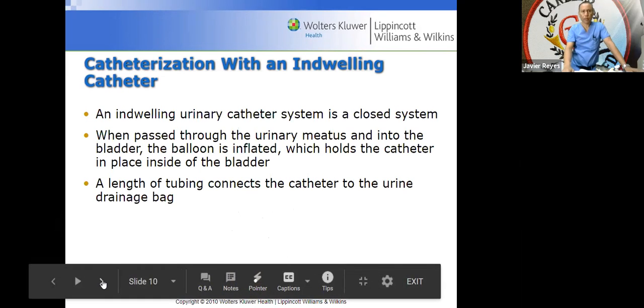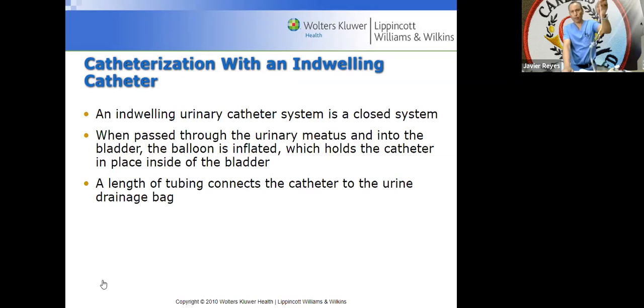So the indwelling catheter, which is this one, okay, it's a closed system, meaning we cannot be opening, disconnecting this from here at our convenience, okay, because you have a high risk of introducing infection.